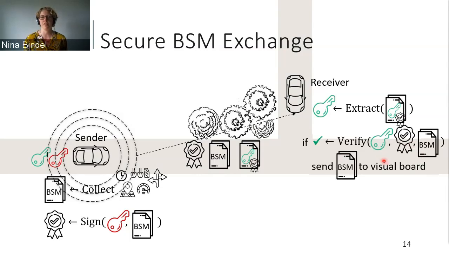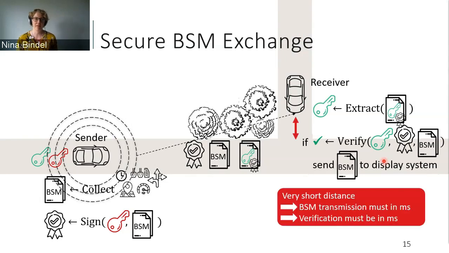And if the signature is valid, then it sends the BSM to the visual board, which then, for example, notifies the driver to please stop the car. As you can imagine, and as also seen in this figure, this notification has to come very fast to give the driver as much time as possible to react to the notification. That means both the BSM transmission must be in milliseconds, but also the verification must be in milliseconds. All right, so far so good.